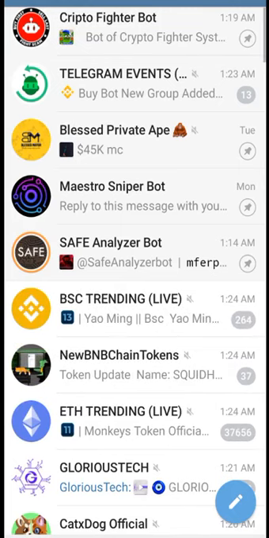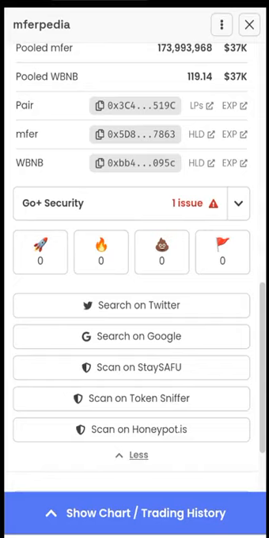There are a lot of tools that you can use there. As you can see, we have StaySafe, Token Sniffer and honeypot.is. Let's look at Token Sniffer. It has already flagged it, saying that this token is a scam.